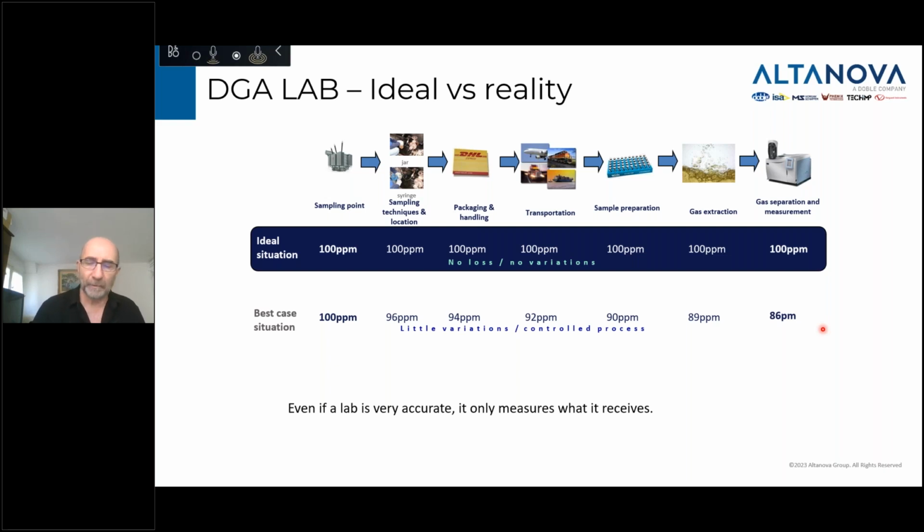Unfortunately, the worst case scenario we've seen, and we've seen it many, many times, is you start with 100 ppm and you get results of 70 ppm or even worse. And you have to be knowledgeable, or you have to recognize that, because that will have a huge impact on the diagnostic, and will have a huge impact on the decision of what you're going to do.